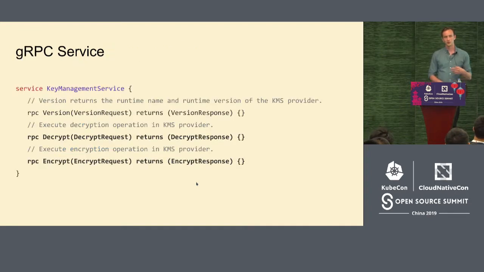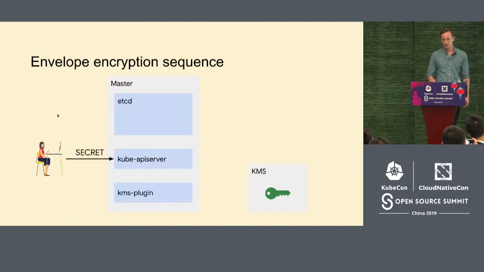This Unix endpoint should serve a gRPC service that implements this definition. It's basically the same as the interface we looked at a few slides back, but with an extra version method for just some metadata. Just to visualize it all together, how the entire flow works with the KMS plugin.